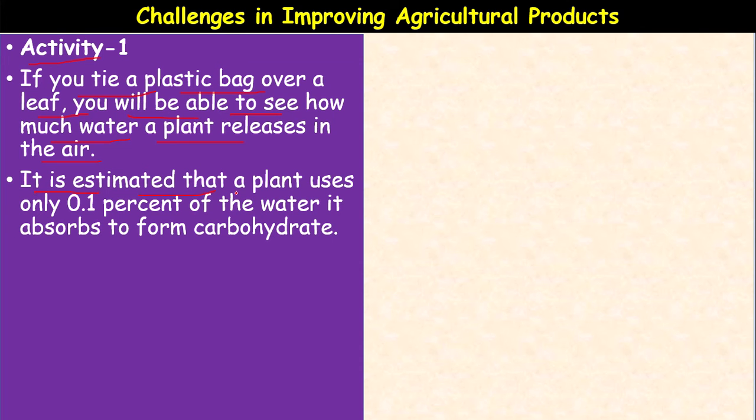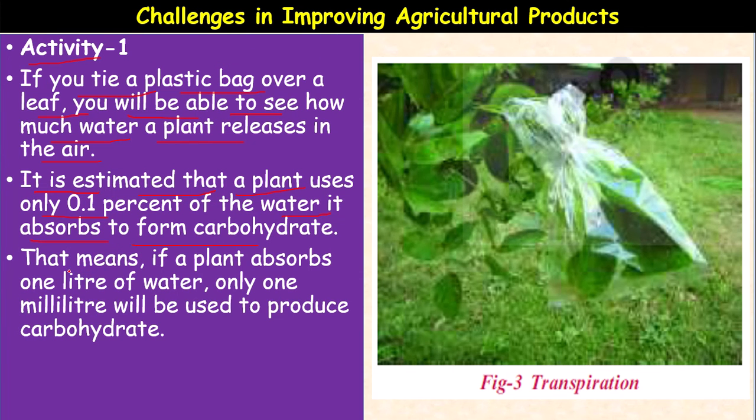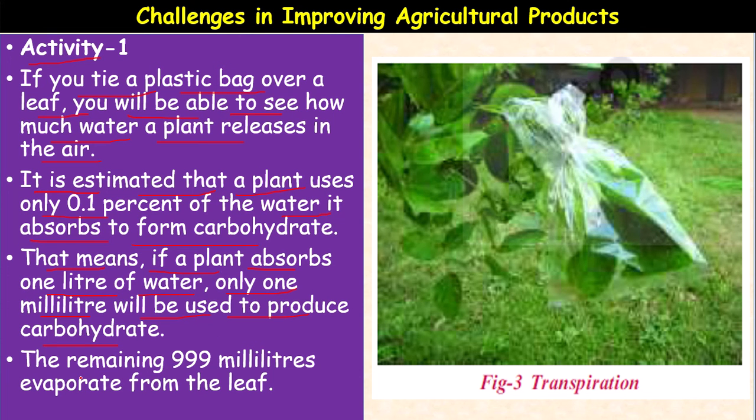It is estimated that a plant uses only 0.1% of the water it absorbs to form carbohydrate. If a plant absorbs 1 liter of water, only 1 ml will be used to produce carbohydrate, but the remaining 999 ml will be wasted or eliminated in the form of water vapor from the leaves.